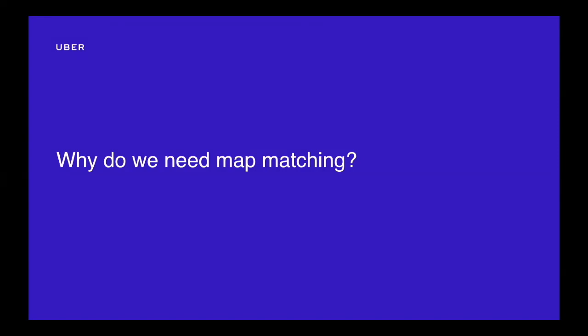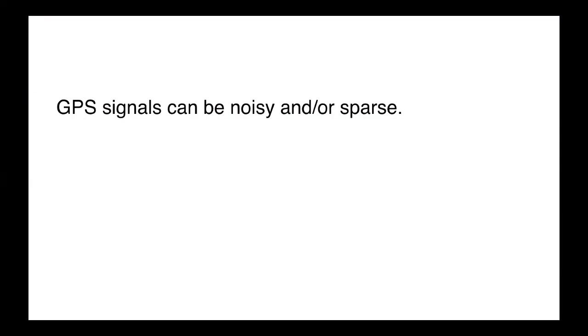So why do we need a map matching system? Why can't we just use raw GPS signals that we're getting? Well, it turns out GPS signals that we get are actually pretty noisy and they can also be sparse. And in the next slide, I will show you a picture of what I mean by noisy and sparse.